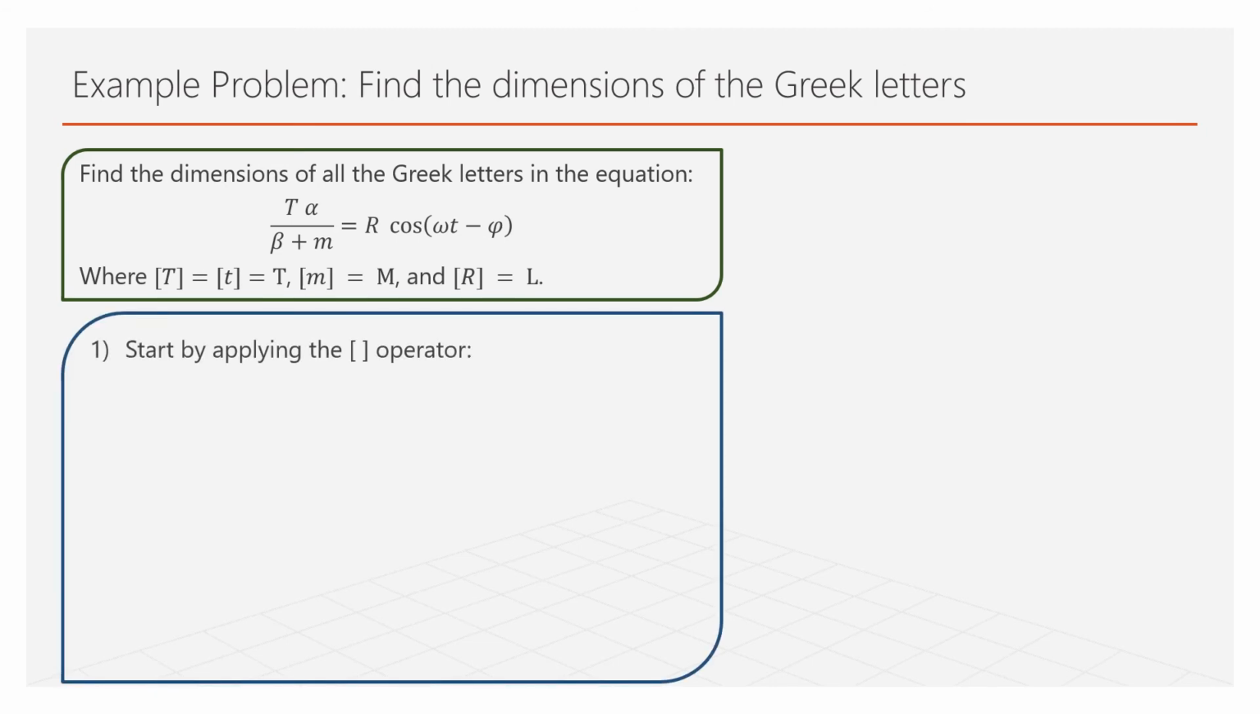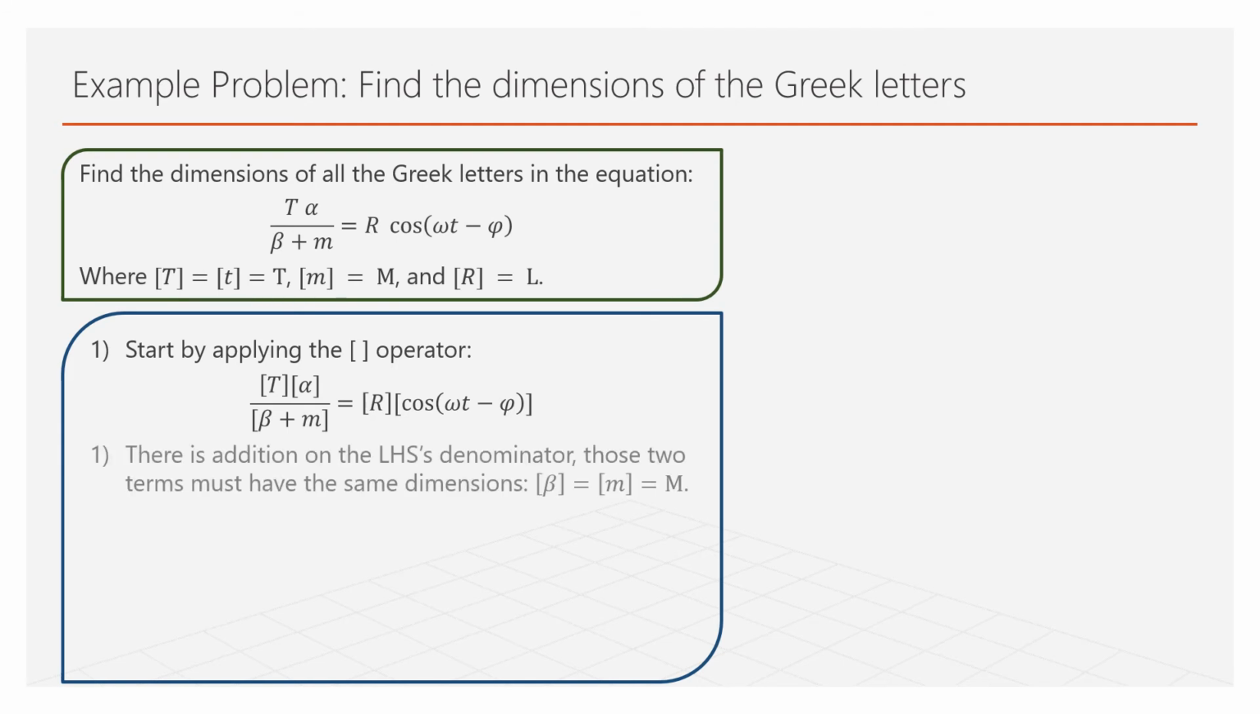First, we'll start by applying the square bracket operator to the entire equation, and this is what we get. The dimensions of t times the dimensions of alpha divided by the dimensions of beta plus m equals the dimensions of r multiplied by the dimensions of the cosine function. There is an addition on the left-hand side's denominator. Those two terms must have the same dimensions. These are beta and m, so the dimensions of beta equal the dimensions of m, which is equal to mass.